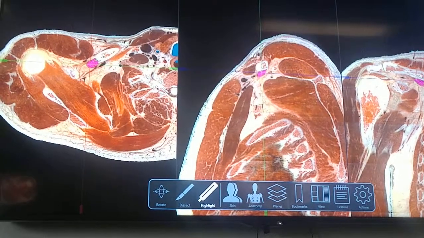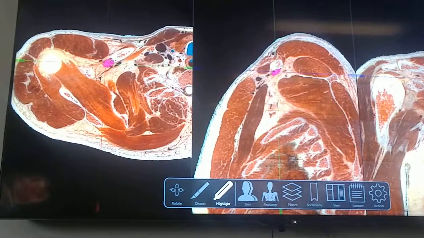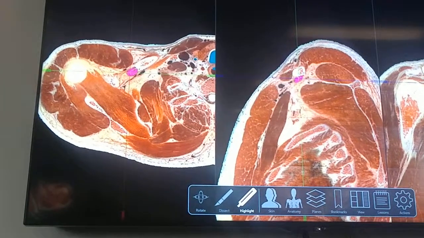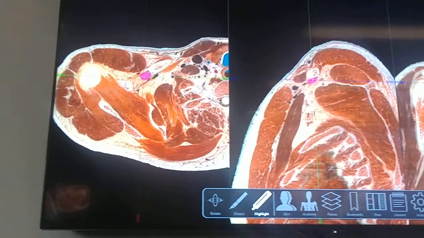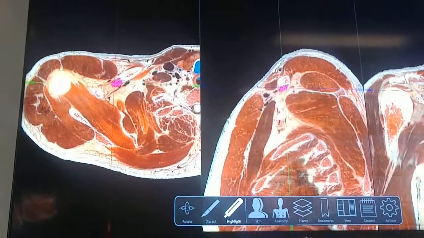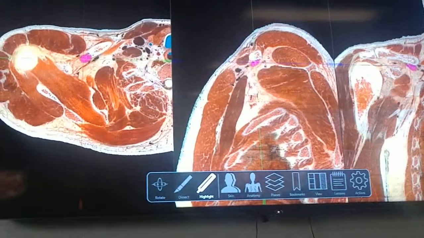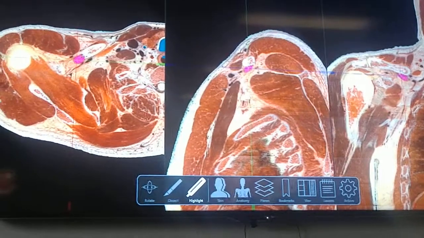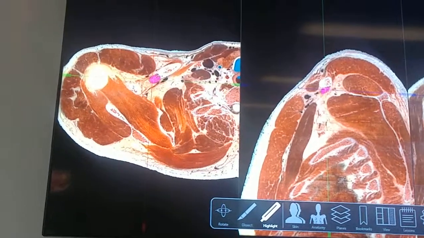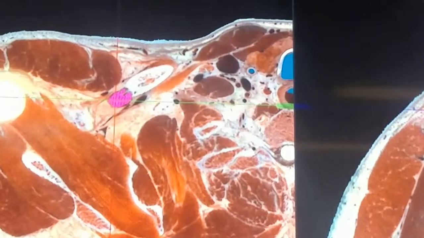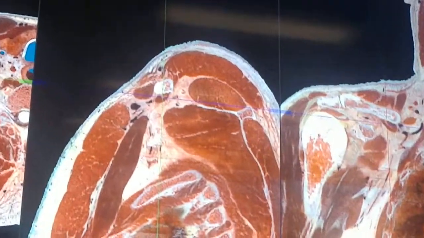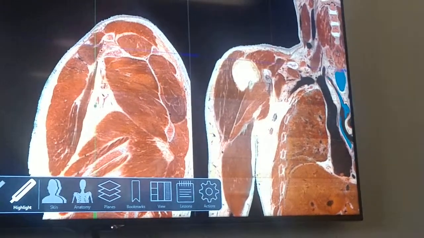The what? Subclavius? What's that? Yeah, so where's it sit? Right underneath the clavicle, right? So it's the subclavius, right? So that's the subclavius muscle. You can see it pretty well in the coronal that it does sit literally right underneath the clavicle, right? So that's the subclavius muscle. Okay.